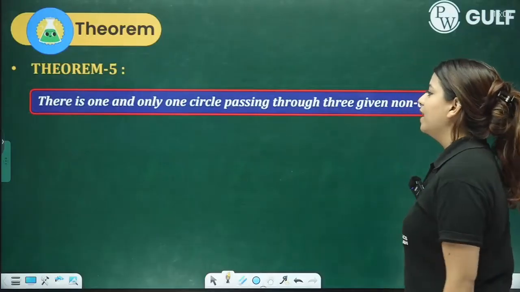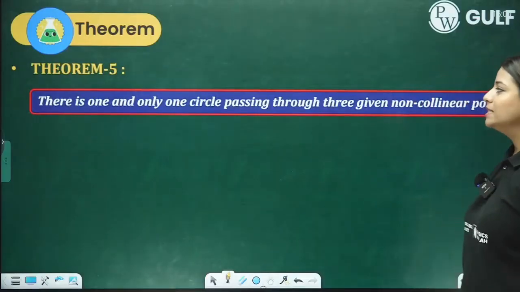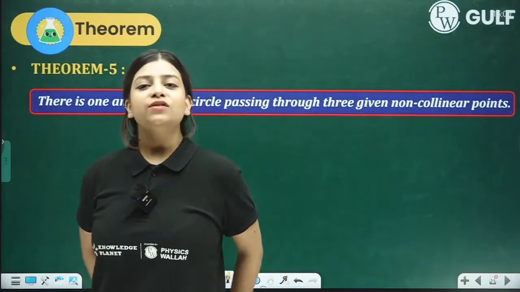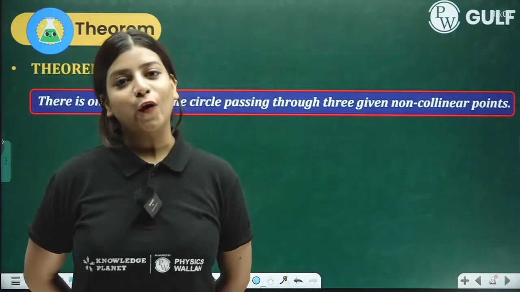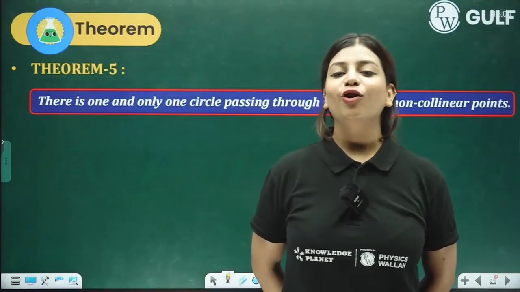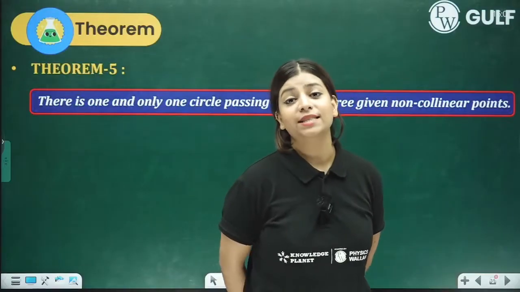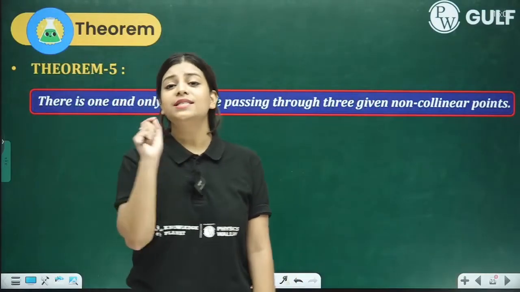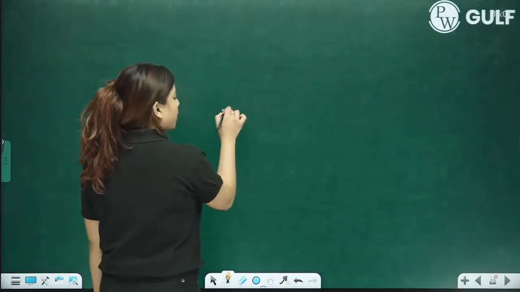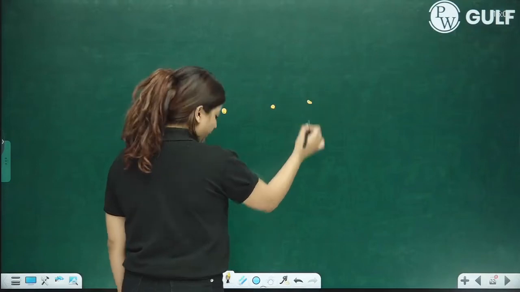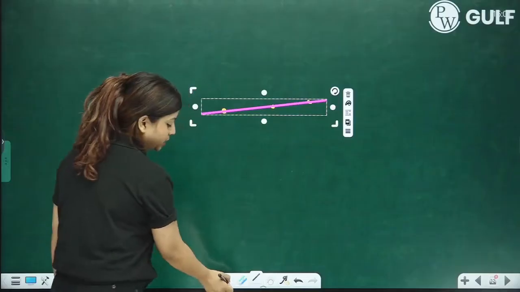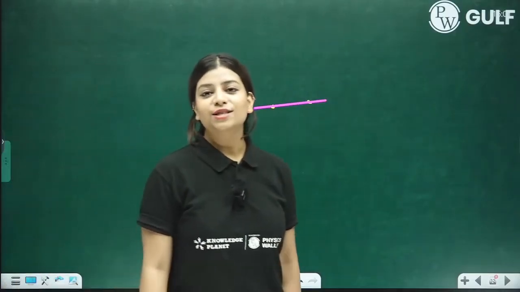Let's move to theorem 5. There is one and only one circle passing through three given non-collinear points. Now let us first understand what these non-collinear points are, students. Collinear means three points lie on the same straight line. That means if I draw three particular points and a straight line can pass through them, such points are known as collinear.